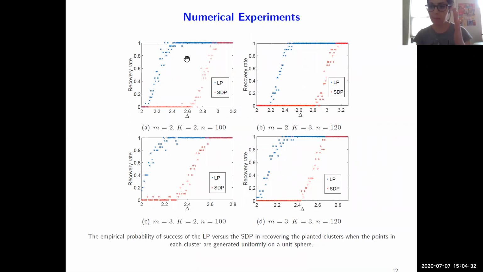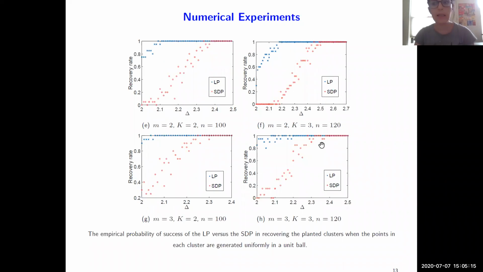For each fixed delta, I do 20 random runs, and then I count the number of runs among the 20 for which the optimization algorithm returns the planted cluster as the optimal solution. Then I divide it by 20, and I get the empirical recovery rate. You can see the blue dots are the LP and the red is SDP. In all these 4 configurations, LP is much better than the SDP. Also, as you increase the dimension, LP improves, which makes us think that we need to improve our recovery condition. And as you expect, as you increase the number of clusters, things get worse, but that's just expected.